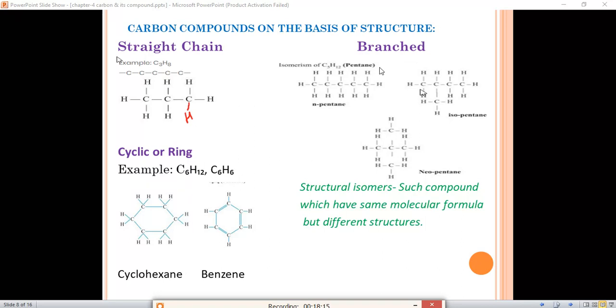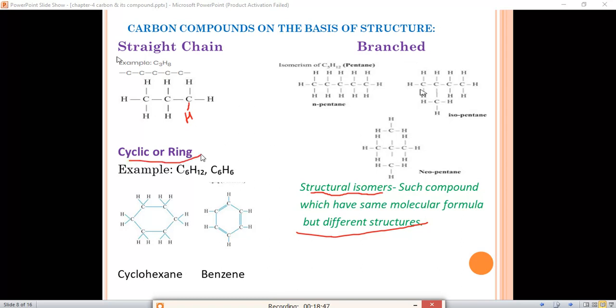For branched structure, we have taken the example of pentane with the molecular formula C5H12. We can write 3 structures of pentane: n-pentane, isopentane, and neopentane. Means branches can be seen. For the same molecular formula, we can write different types of structure. Such isomers are called structural isomers. So what do you understand by the term structural isomers? Such compounds which have the same molecular formula but different structures. You should remember the definition of structural isomers.